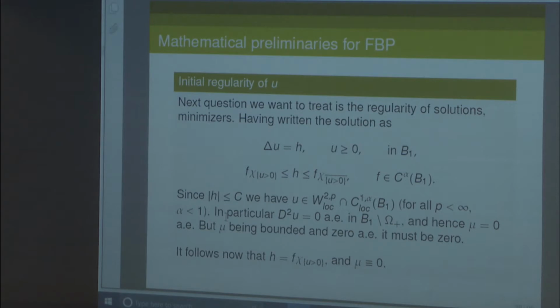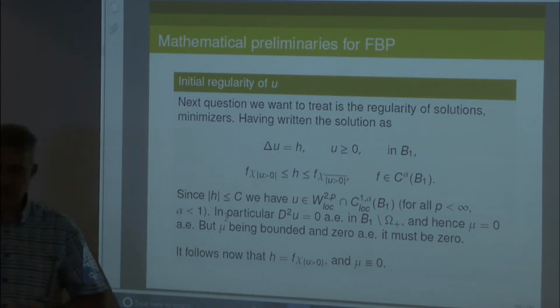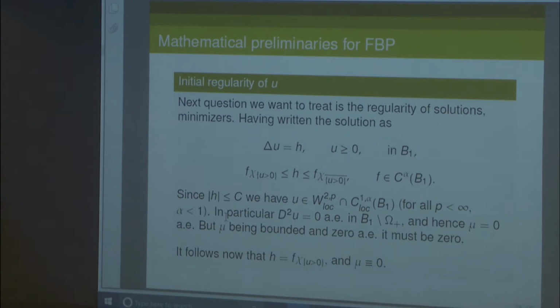So the conclusion is that the measure is 0, and it has to be the characteristic function times the function f. So voila, we really got this all over, not only in the positive set, but all over the ball of radius 1. So we got that this is larger than or equal to this. This is the Laplacian of u is f in the whole ball B1.